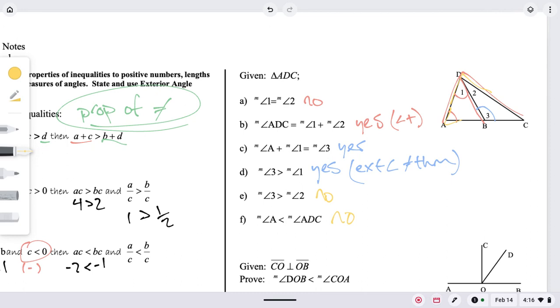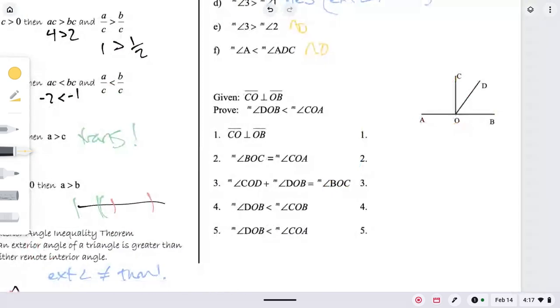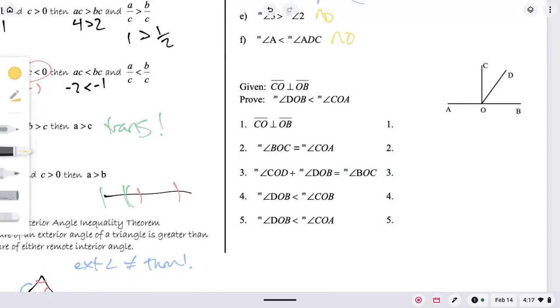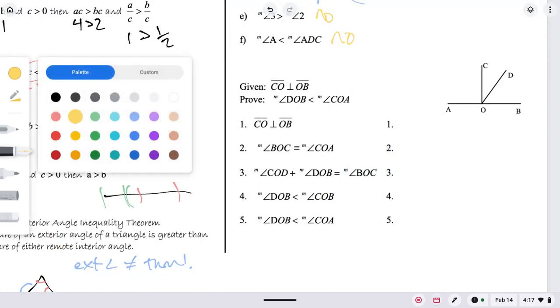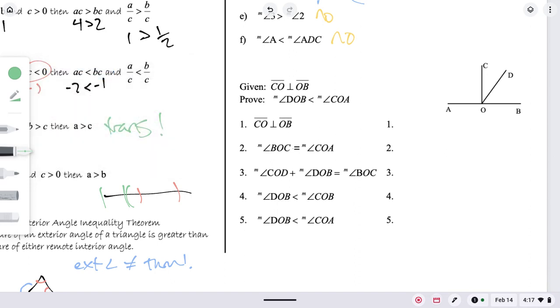So if you know a reason, you're going to say yes. If you don't know a reason, you're going to say no. So again, it's not always saying that that's definitely true. Like A, 1 might be bigger than 2, but I just don't know enough information yet to prove it. Because your proofs look like the one down below. We just have to fill in the blanks, fill in the reasons on the side.